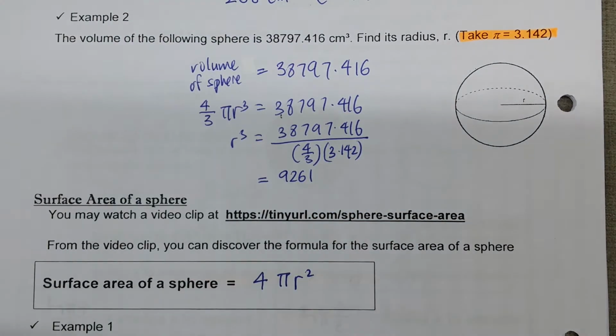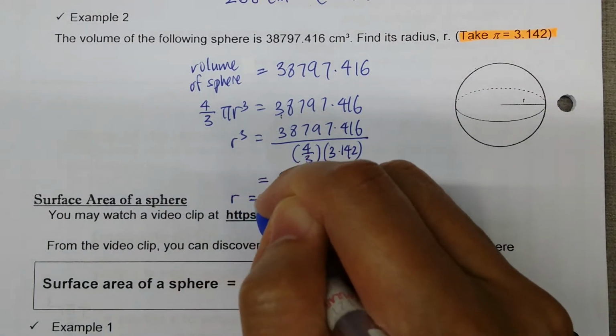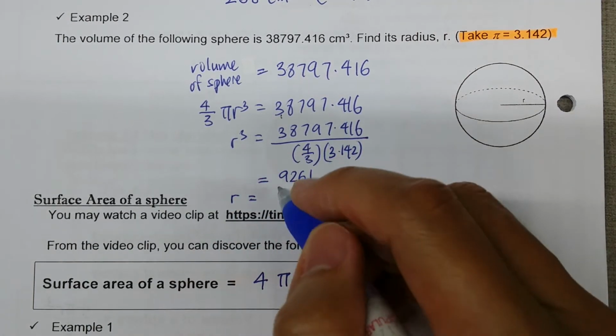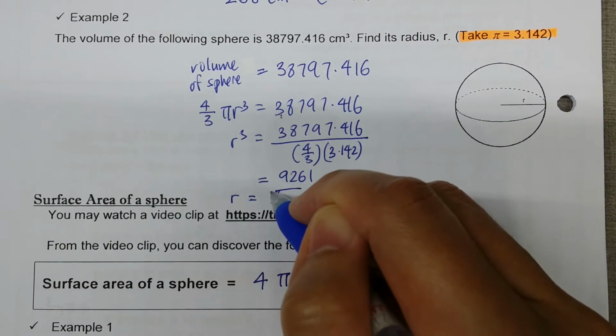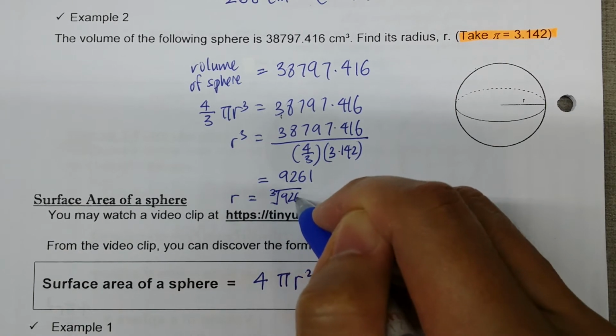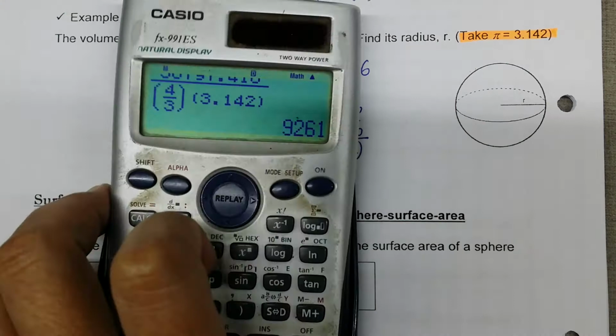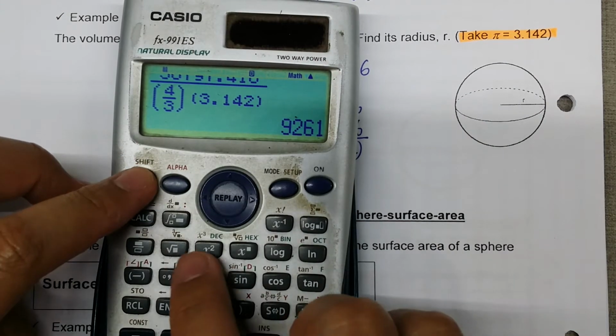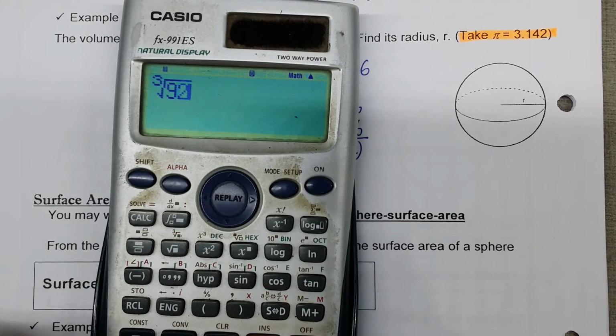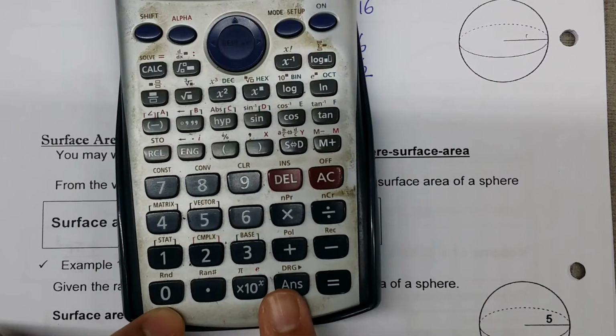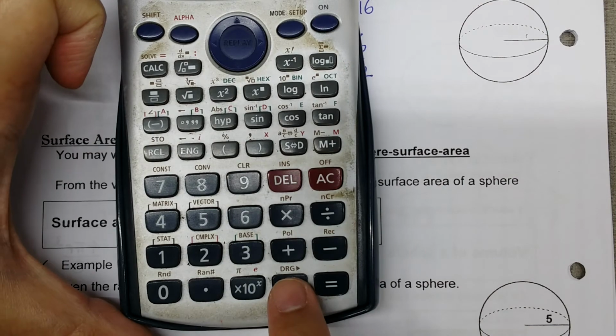So r cubed is this. What is r? R will be the cube root of 9261. Oh, I'll teach you a trick. Since 9261 is my answer, you press cube root, 9261, cube root, then you press answer. There's an E and S here, right? Press this button.